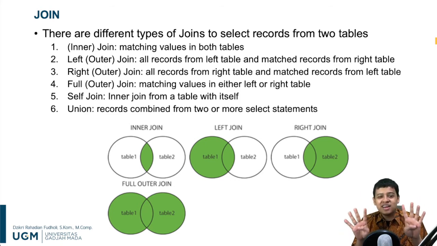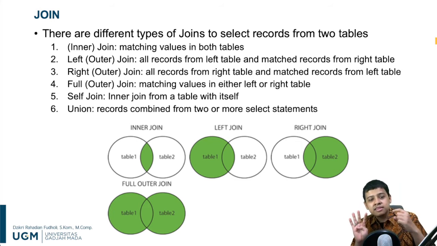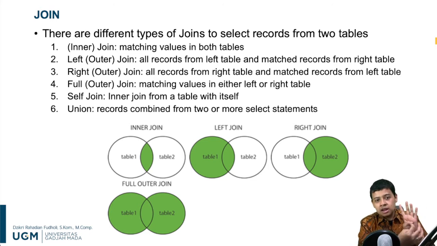It works the other way around as well. If a record in table 2 does not exist in table 1, the value in table 2 will be there, but the values in the columns of table 1 will be null. So that's full outer join. There is no data loss over here.